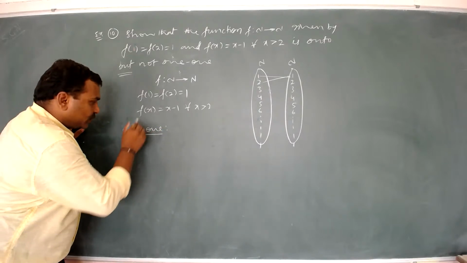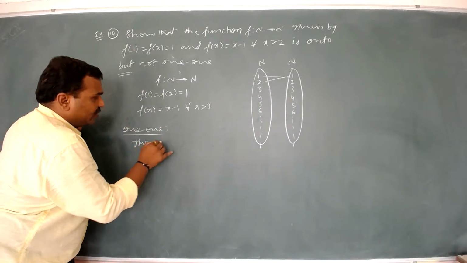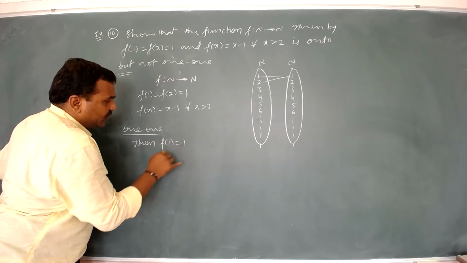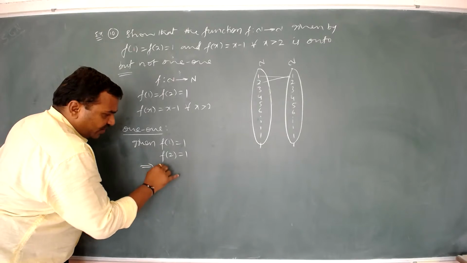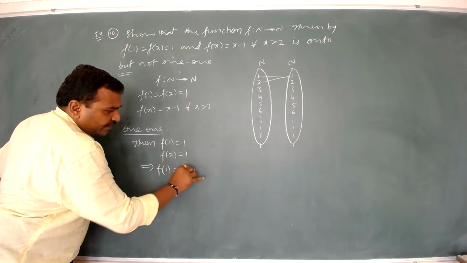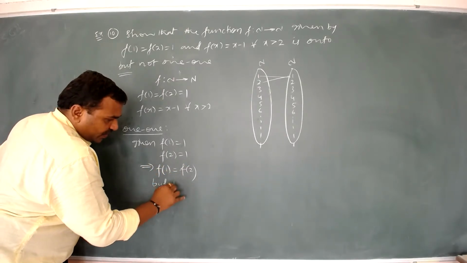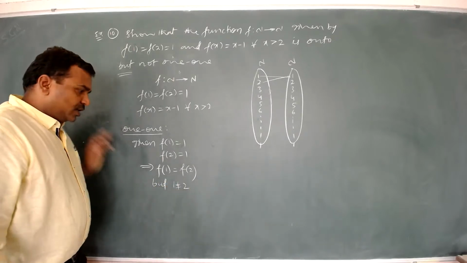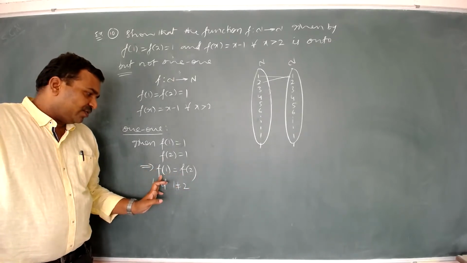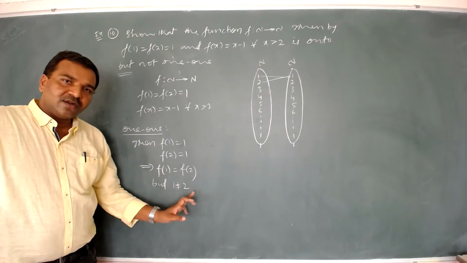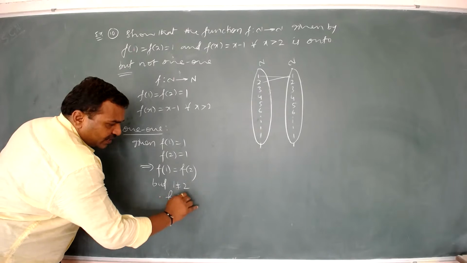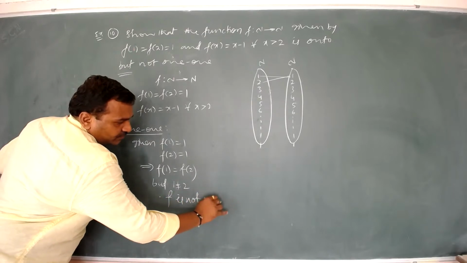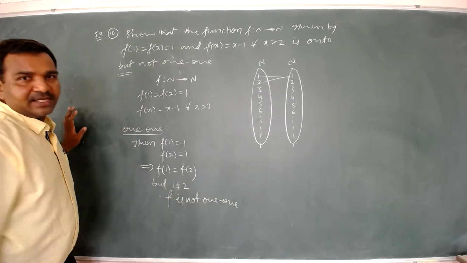Okay, 1-1. Given, already clearly given, f of 1 equal to 1, f of 2 is equal to 1. This implies f of 1 equal to f of 2, but 1 is not equal to 2, correct? f of x1 equal to f of x2, but x1 not equal to x2. Therefore, f is not 1-1. Okay, it is clear. First part is clear.